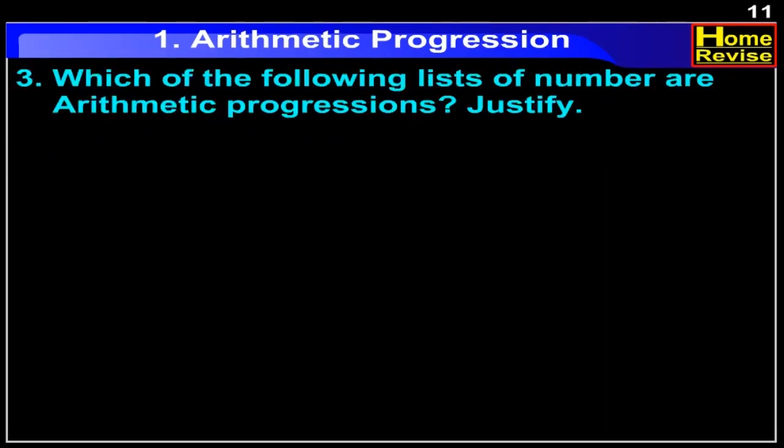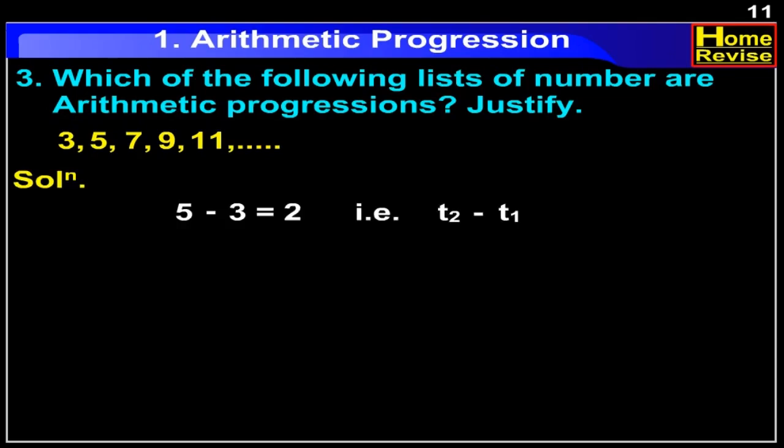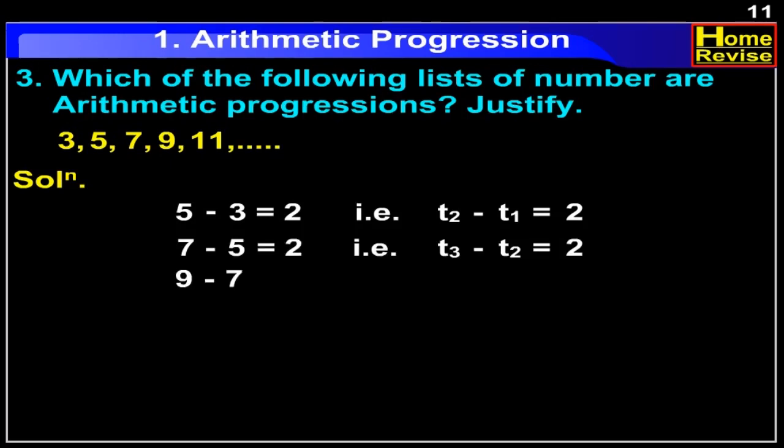Which of the following list of numbers are arithmetic progression? Justify. 3, 5, 7, 9, 11, and so on. Here, 5 minus 3 is equal to 2. That is, T2 minus T1 is equal to 2. Similarly, 7 minus 5 is equal to 2. That is, T3 minus T2 is equal to 2. Further, 9 minus 7 is equal to 2. That is, T4 minus T3 is equal to 2.